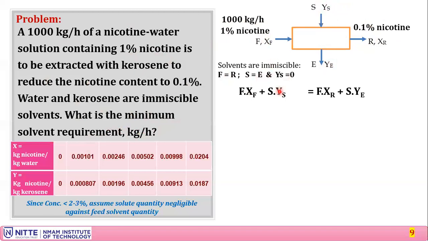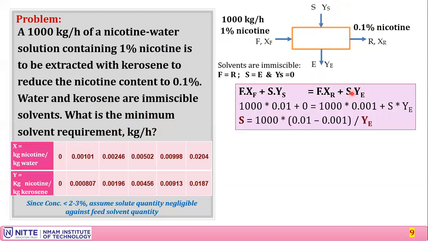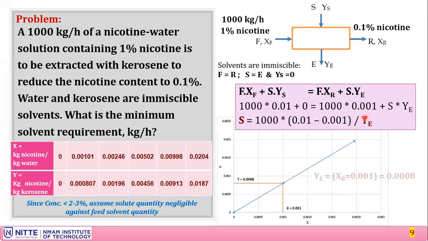Write the material balance equation for the solute. Then substitute the available values into this equation, and you see that there are two unknowns. One is S, another is Y_E. So you have one equation and two unknowns. You can't solve it. You should be knowing any one of these. The requirement is Y_E. Question is on Y_E. So let us try to see whether we can solve this Y_E.